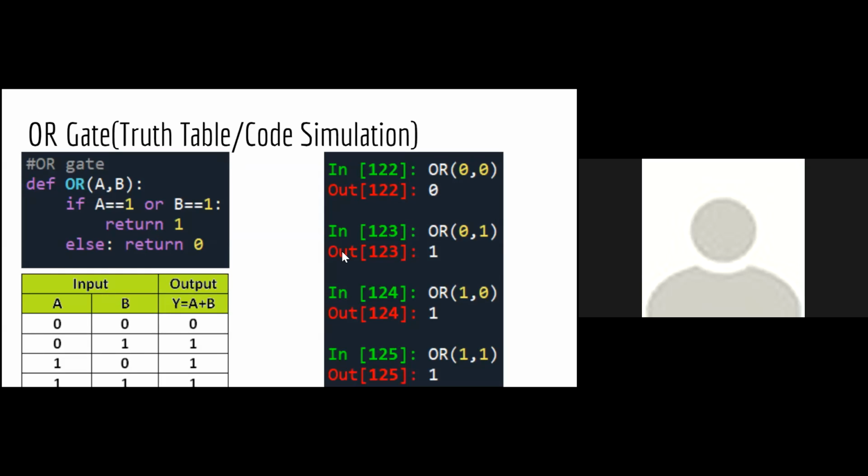For the OR gate, the output is high when either input is 1. So the only way to get a low output is for both inputs to be 0. And then that's just the code, and the console matches the logic table, which is what we wanted.